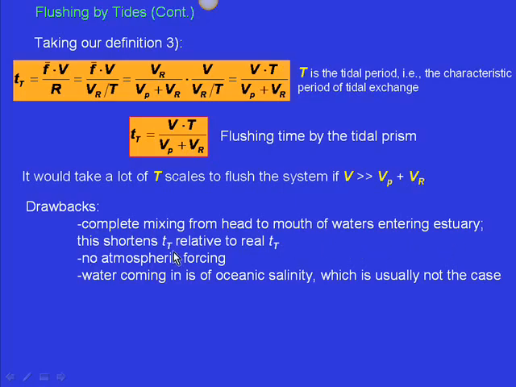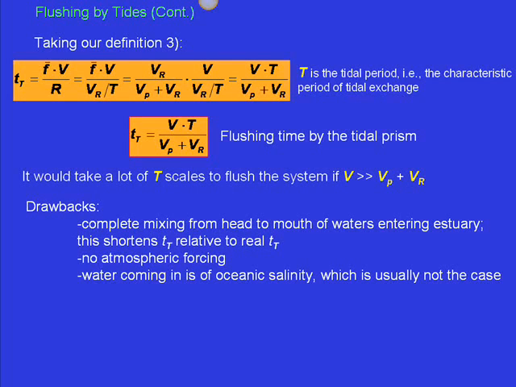So this shortens this flushing time relative to the real flushing time of the system. And also it will give you a shorter time than the other three estimates that we've talked about. This doesn't take into account atmospheric forcing. And we assume that the water coming into the estuary with every tidal cycle has oceanic salinity. And we know that that's probably not the case, right?